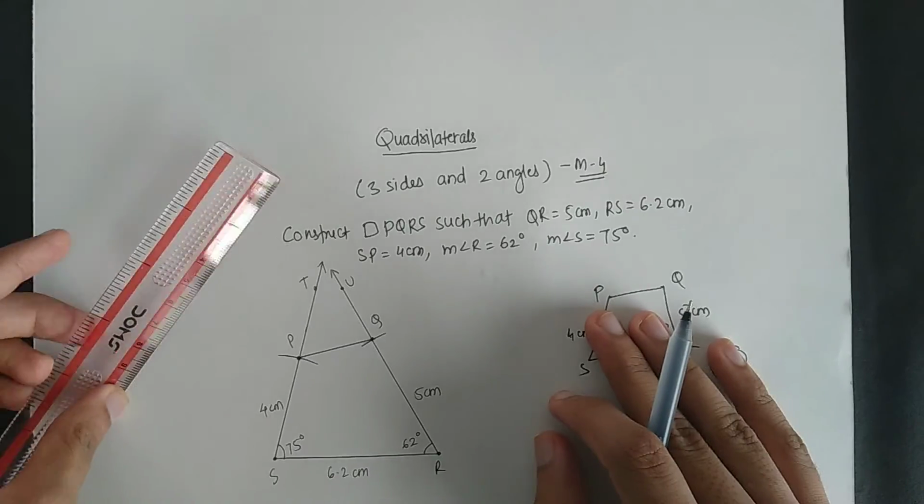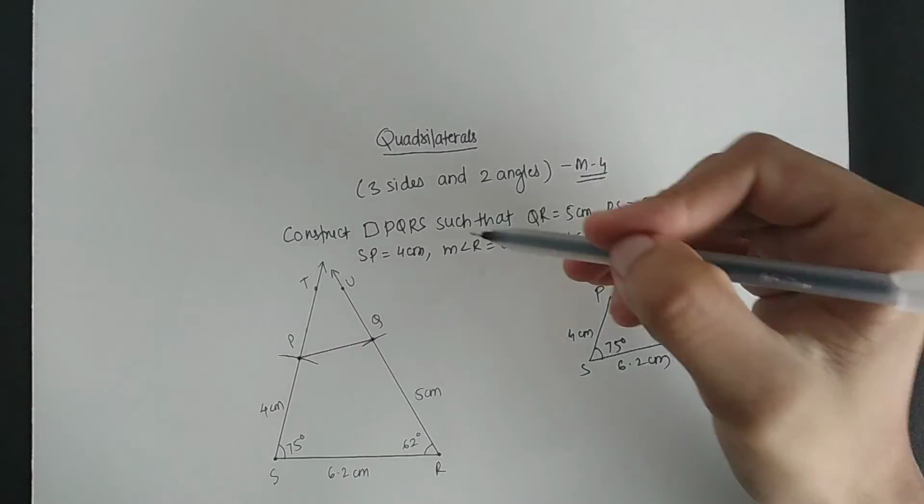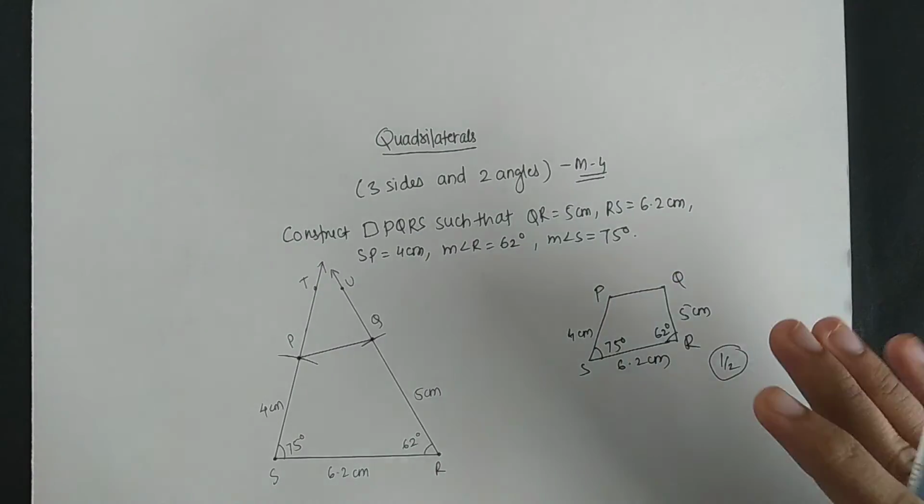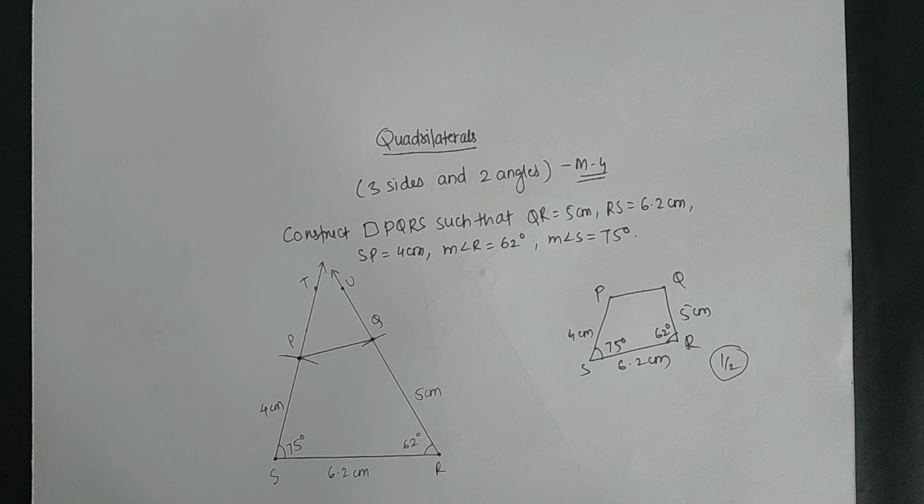So in this way we have constructed the given quadrilateral when we have the dimensions of 3 sides and 2 angles. So this was the fourth method where we have seen the construction of quadrilateral.